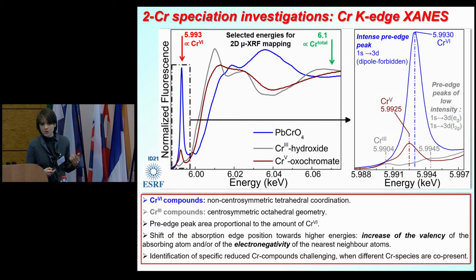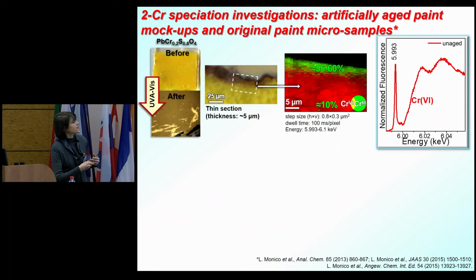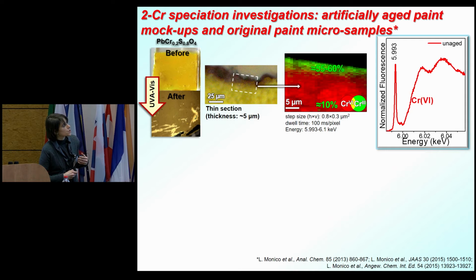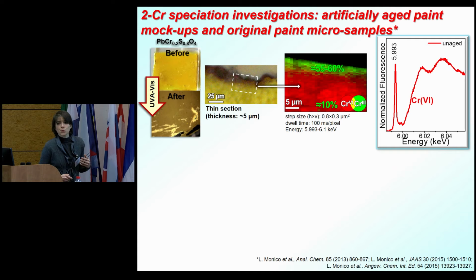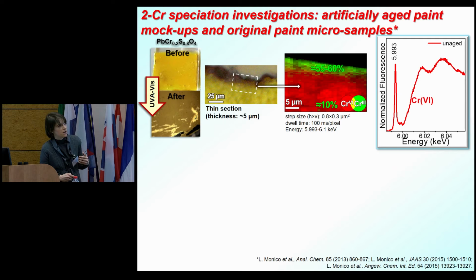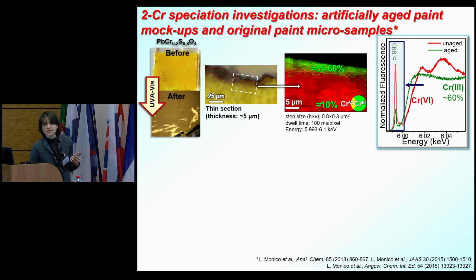If you look at the results, we can clearly see from the chromium speciation map that in correspondence of the alteration layer, we mainly have the presence of reduced chromium. This, in combination with the single point XANES measurements, is also visible from the spectral point of view, where before aging you can clearly see a spectrum that resembles that of lead chromate, while in correspondence of the alteration layer we can see strong differences that can be ascribed to the formation of reduced chromium.